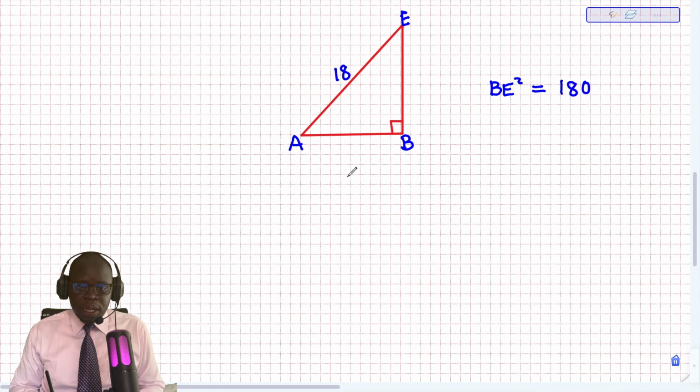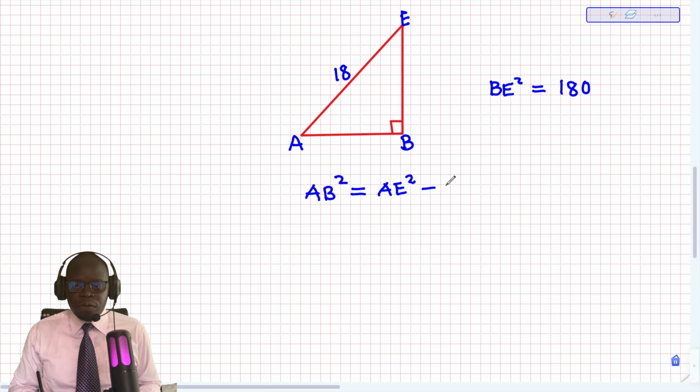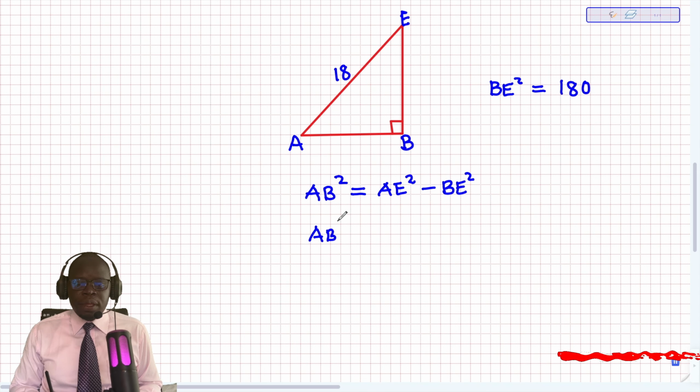Now we can apply this formula, the Pythagoras theorem, to get our AB squared is the same as the square of our hypotenuse, that is AE, minus the square of the height, and that is BE. So we can make substitution, and we have AB squared, what we're looking for, is the same as AE, 18, squared, minus BE, that is 180, because it has been squared already.